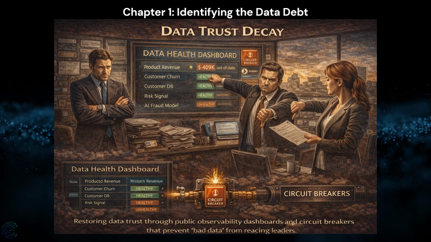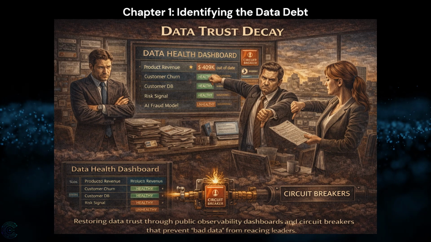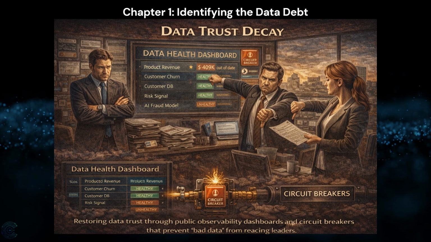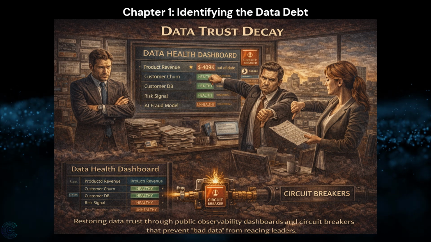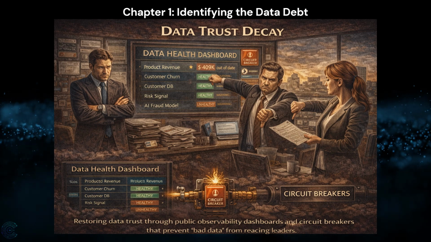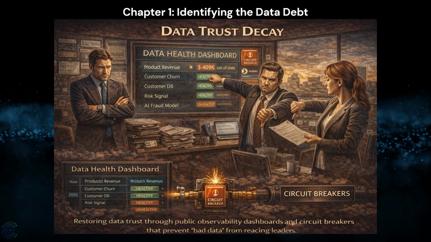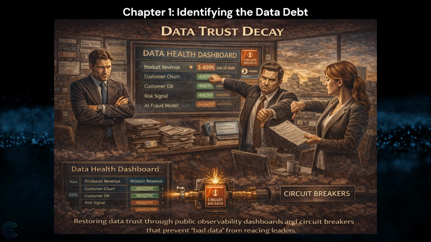Action: publish a public data health dashboard, showing service-level objectives for every critical data product. Implement automated circuit breakers that stop data flow if quality checks fail, preventing bad data from reaching the CEO. Result: increased data-driven decision frequency, measurable ROI on platform investment.